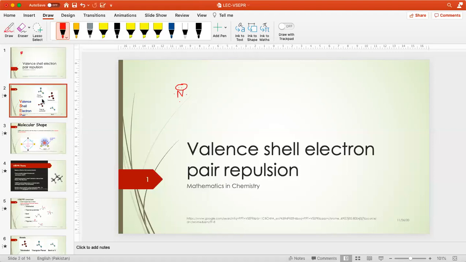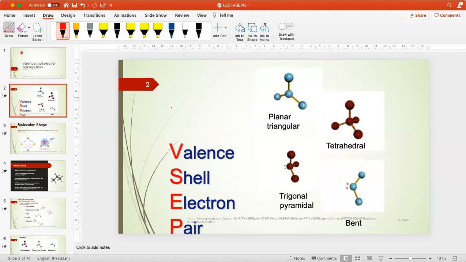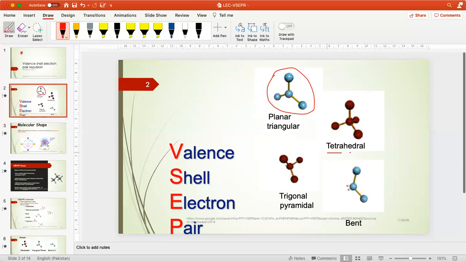Now, if we come over to the next slide, you can see the different things. Valence shell electron pair. This is the structure which is planar, triangular. What is the basis of this planar triangular? Central atom with 3 attachments. Now we come to tetrahedral. What is the basis of the tetrahedral? Central atom with 4 attachments.